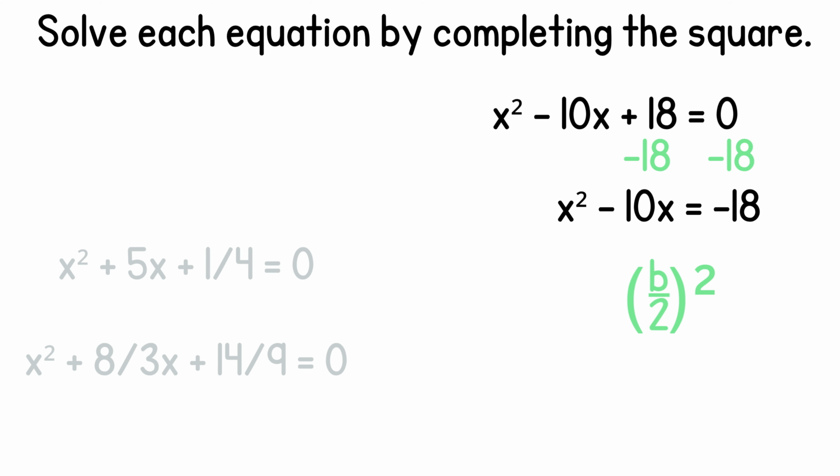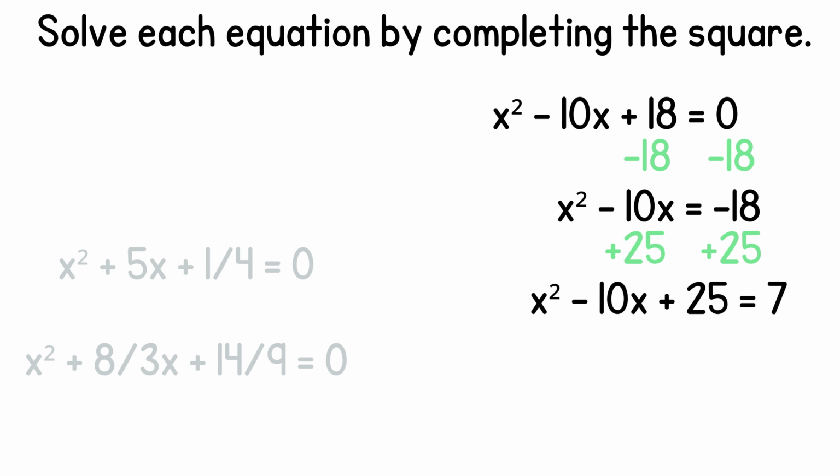Now we need to find the term that completes the square, so we'll take half of b and then square it. b is negative 10, and half of negative 10 will give us negative 5. Negative 5 squared is 25, so we'll add this to both sides of our equation. This gives us x squared minus 10x plus 25 is equal to 7. We can rewrite this as a perfect square of x minus 5 squared equals 7.